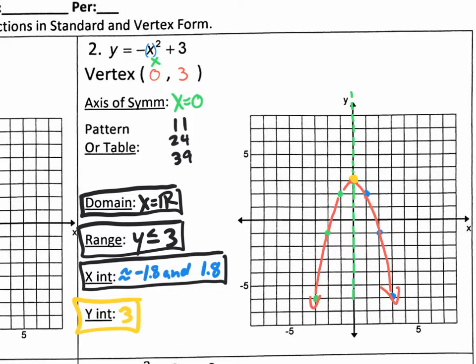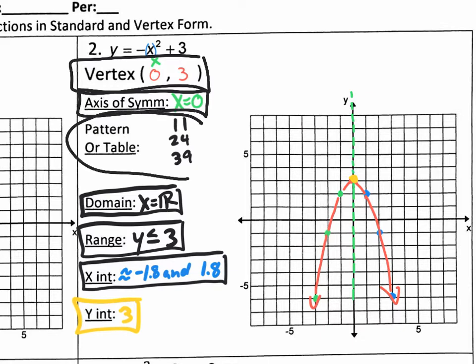Okay, so it's not just about graphing. Some people are going to graph and not fill this in, and you're going to flunk the quiz, right? You have to graph it, that's 2 points. You get another point for your vertex, another point for the axis of symmetry, and another point for the pattern or the table.